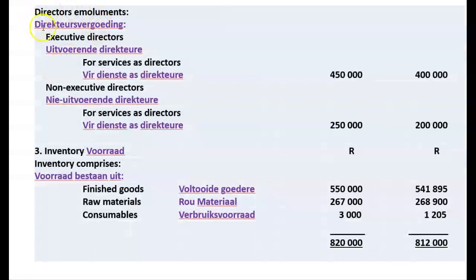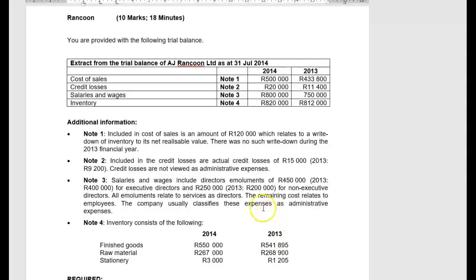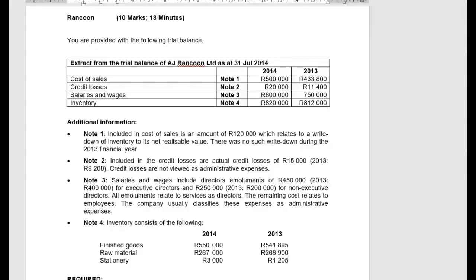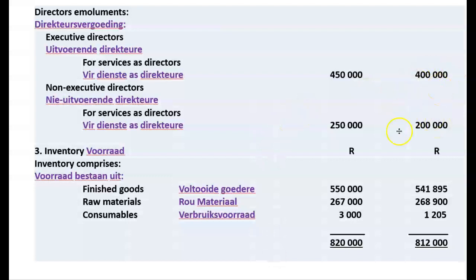Under directors' emoluments, we have to distinguish between those amounts paid to executive directors and those amounts paid to non-executive directors. And under each one of those, we have to distinguish further for services as directors and for other services rendered. Now, in this question, everything was for services related to services as directors, so 450 for executive directors and 250 for non-executive directors, with the comparative figures which they also gave us, 400,000 and 200,000 rand.